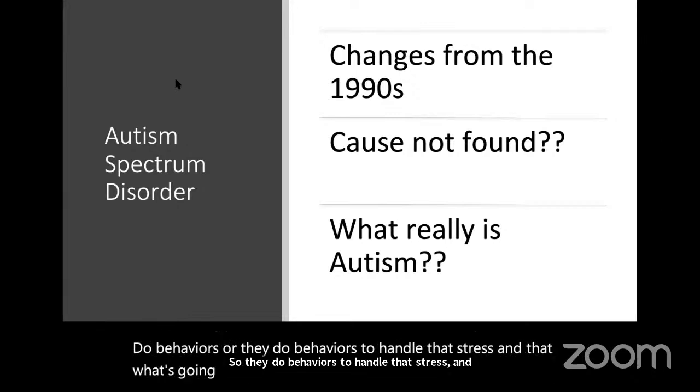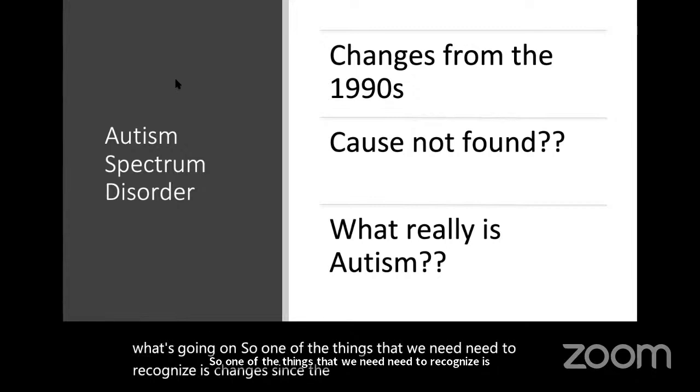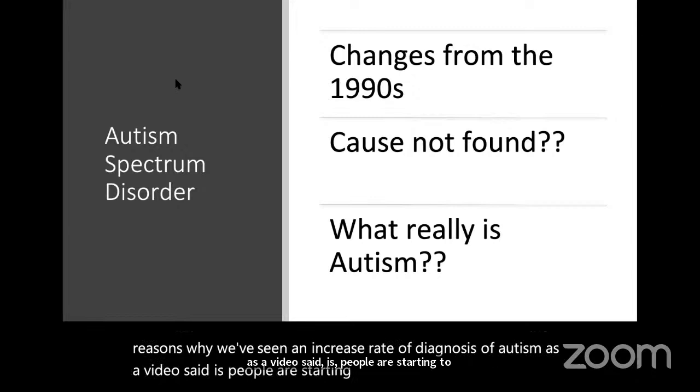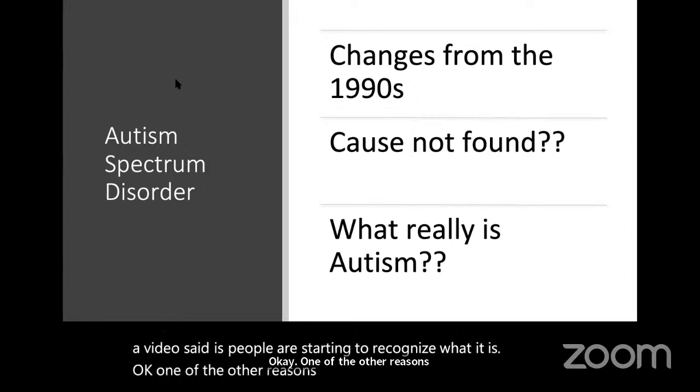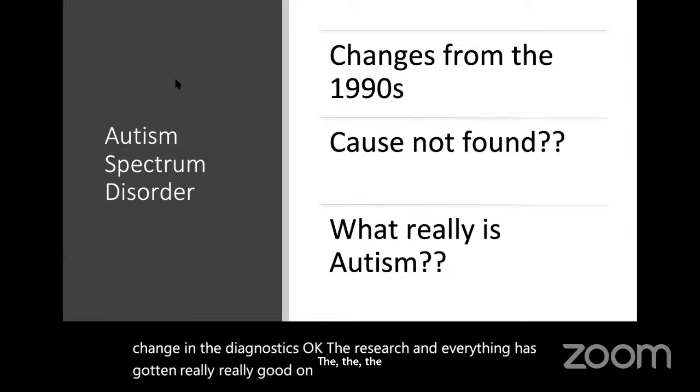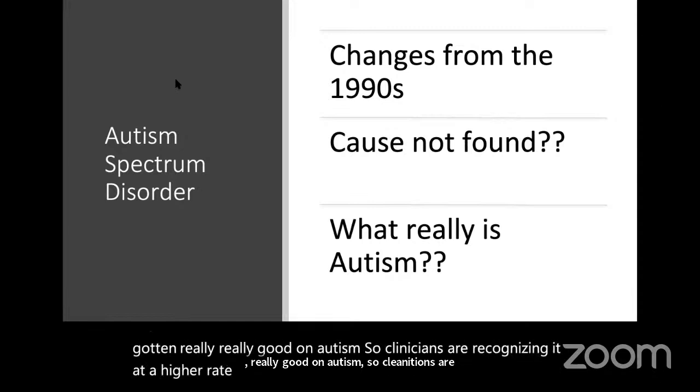So one of the things that we need to recognize is changes since the 1990s. One of the reasons why we've seen an increased rate of diagnosis of autism, as the video said, is people are starting to recognize what it is. Okay. One of the other reasons why we're seeing increases is a change in the diagnostics. Okay. The research and everything has gotten really, really good on autism. So clinicians are recognizing it at a higher rate instead of mistaking it for another disorder.